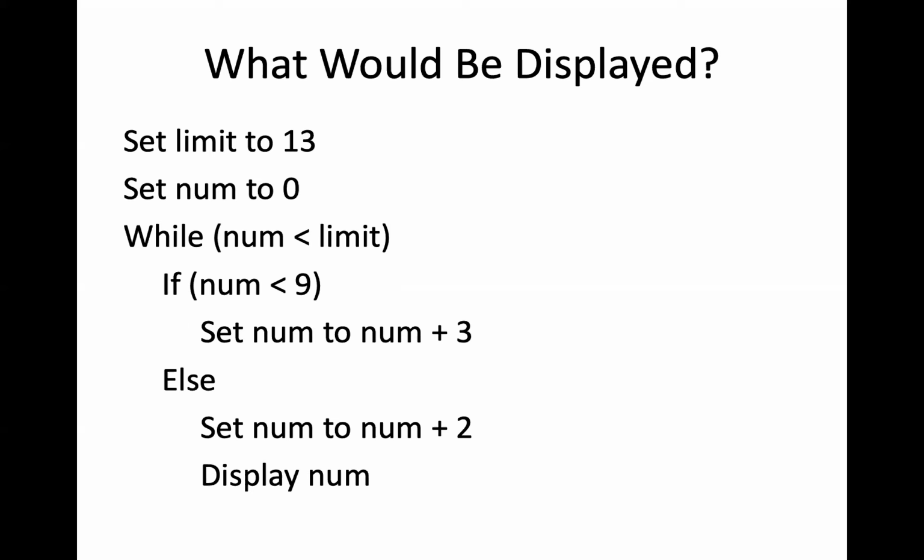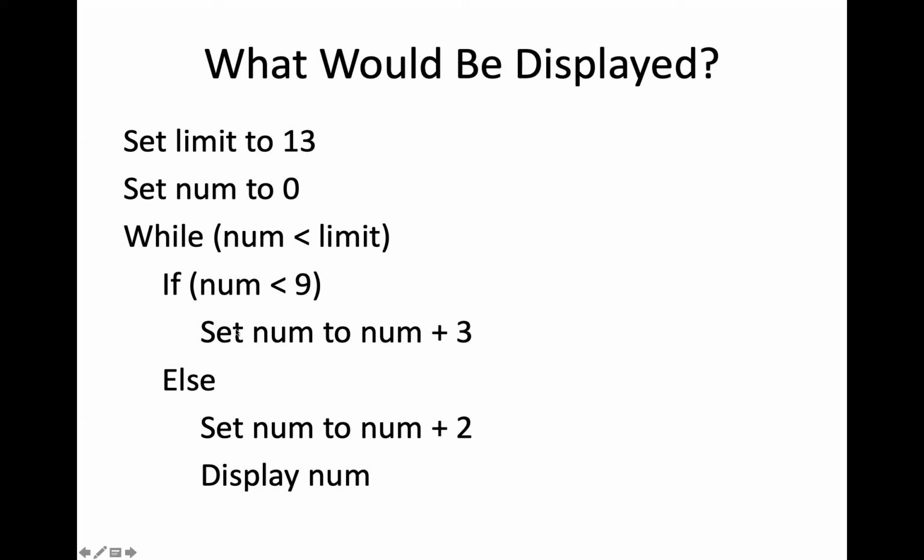And so let's look at what happens here. So the first time through the loop, num is 0. So 0 is less than limit of 13. So the condition is true, and we're going to execute the action. If num is less than 9, that's also true because the expression comes out to 0 less than 9, which turns out to be true. So we're going to do the then part, and we're going to skip over the else part.